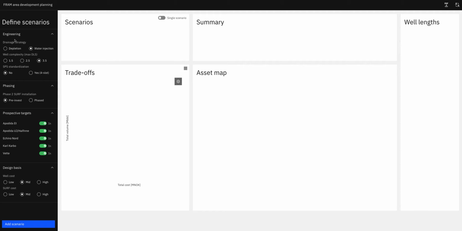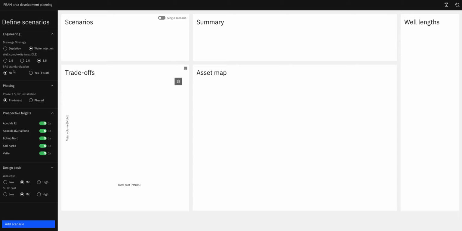A couple of decisions they have to make from an engineering point of view. What sort of drainage strategy do we assume? So depletion or water injection, clearly having an impact on the number of wells to be drilled in each of the fields, also the number of subsea flow lines to install. What sort of well complexity do we accept? So high dog legs allow us to drill the wells closer to the target points, but also make them a bit more risky.